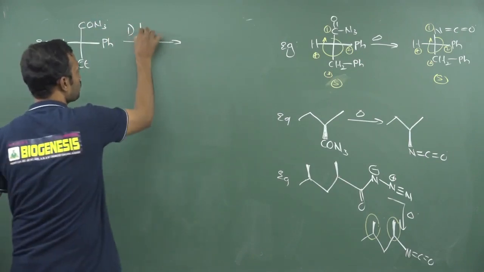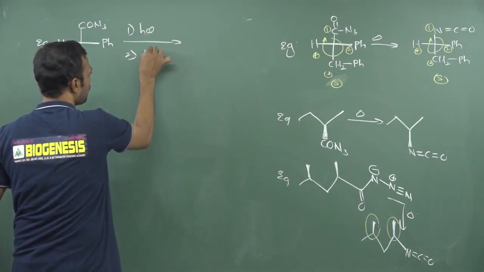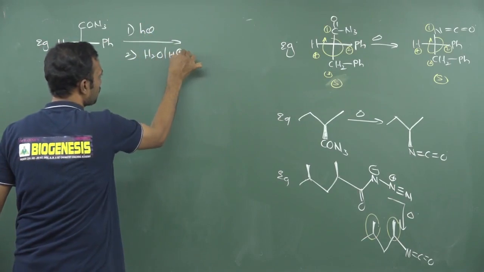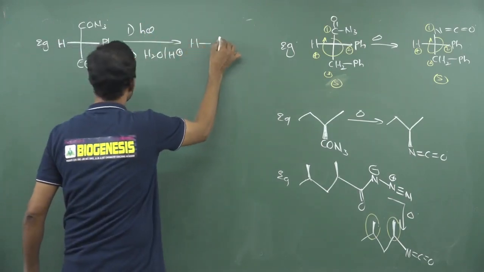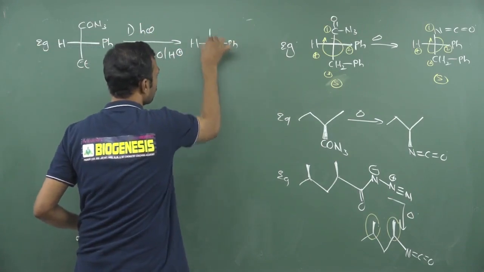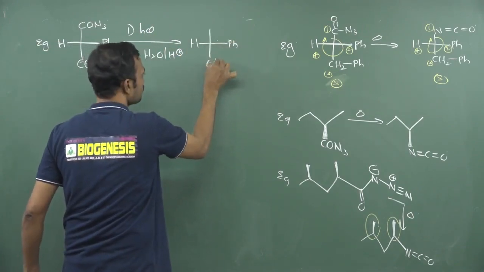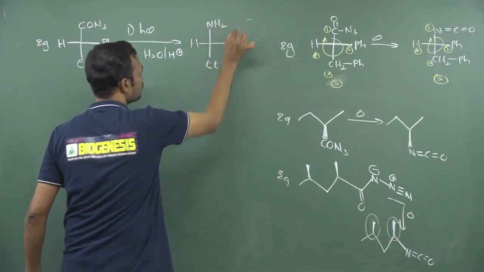First they will give photochemical conditions, followed by adding a water molecule in acid medium. So what is the resultant answer? After getting the isocyanate, that isocyanate is converted to an amine like this. It is the answer.